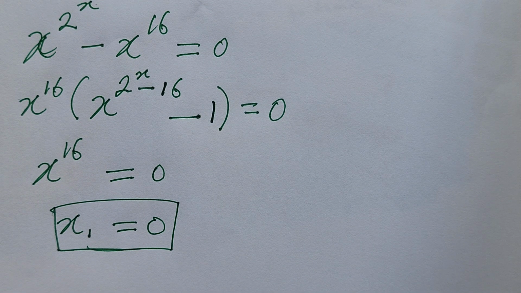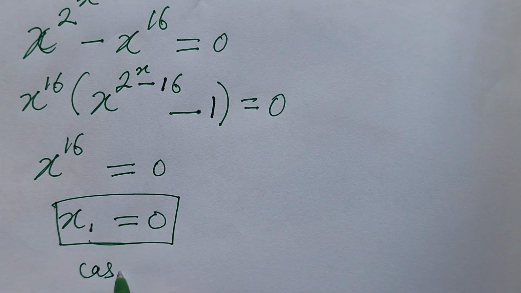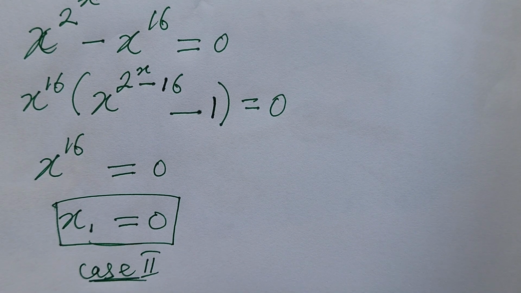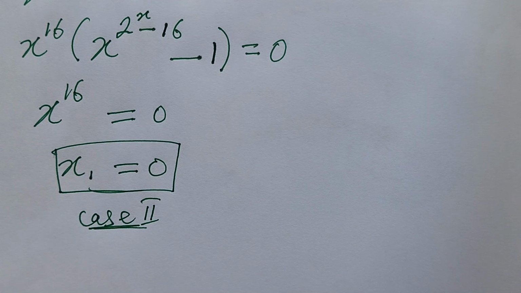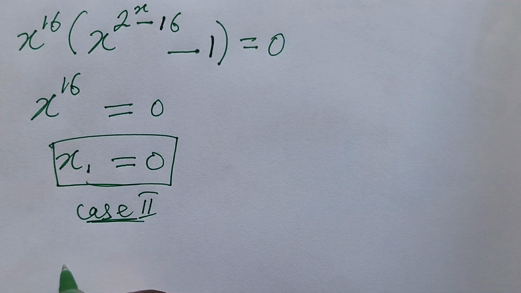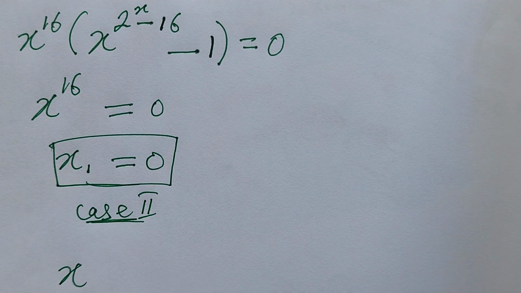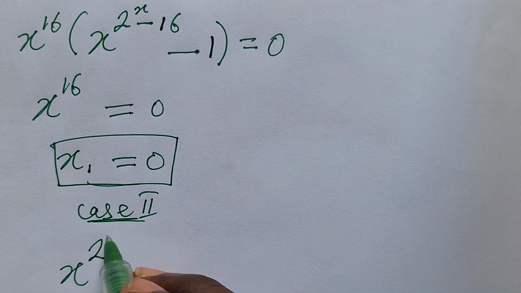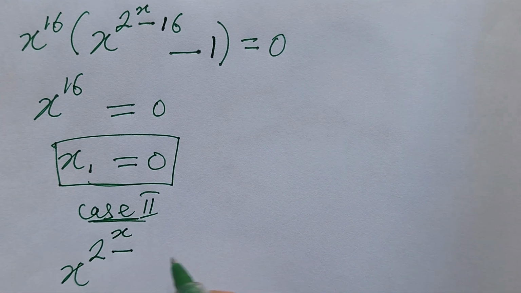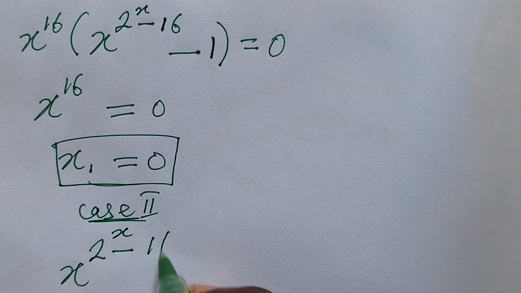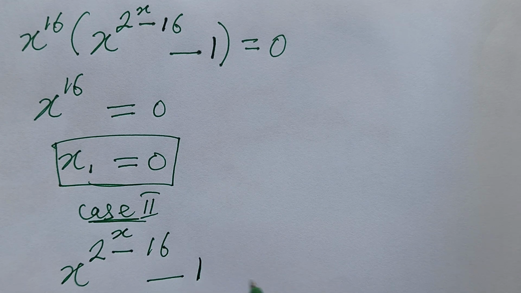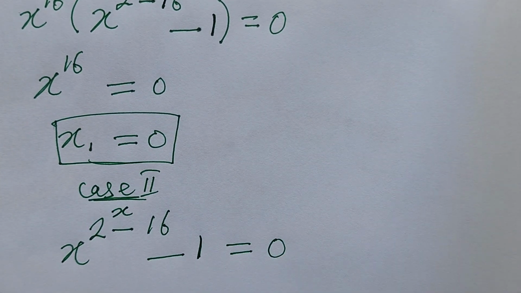All right, so we take our case 2. So where's our case 2? Our case 2 is this. So let's write our case 2 down. We have x to the power of 2 to the power of x, then minus 16, then minus 1 is equal to 0.